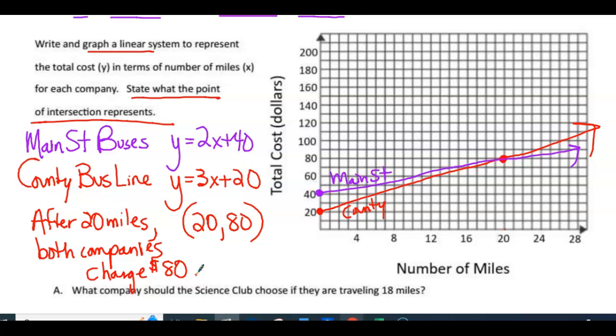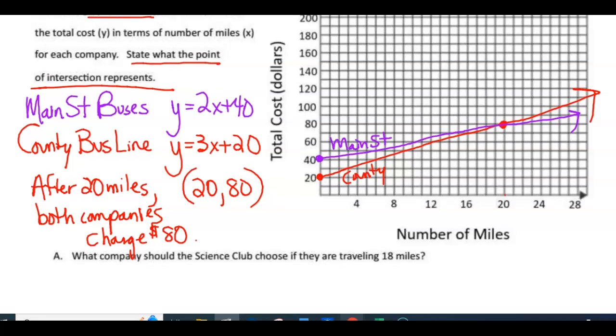Then there's a question that says, what company should the science club choose if they're traveling only 18 miles? Well, hopefully by looking at your line, here is where 18 miles is. And at 18, the red line should be lower than your purple line. So they should choose County Bus Line.